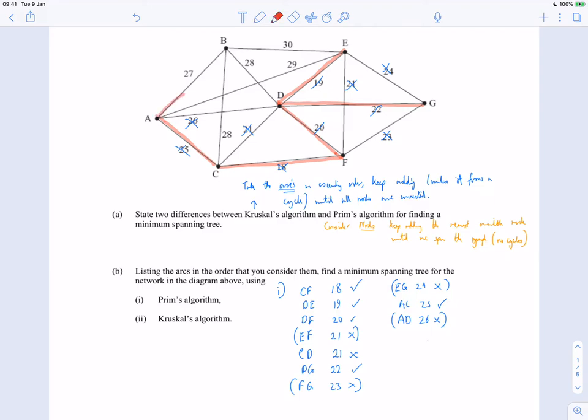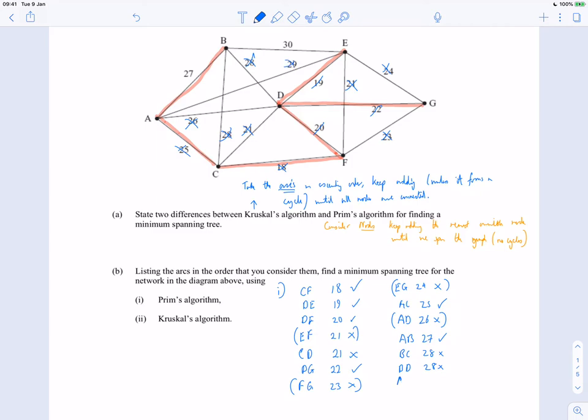Then it looks like A to B, which is 27. So A to B is 27, so that's okay. We can't have B to C because that would form a cycle BAC, so that's out. So B to C, which is 28, gets rejected. We can't have B to D because that forms a cycle with BAC, F and D, a big cycle there. So that has to be rejected. So B to D is 28 as well, so that's no good. And then it looks like A to E would be rejected as well because that forms a cycle.